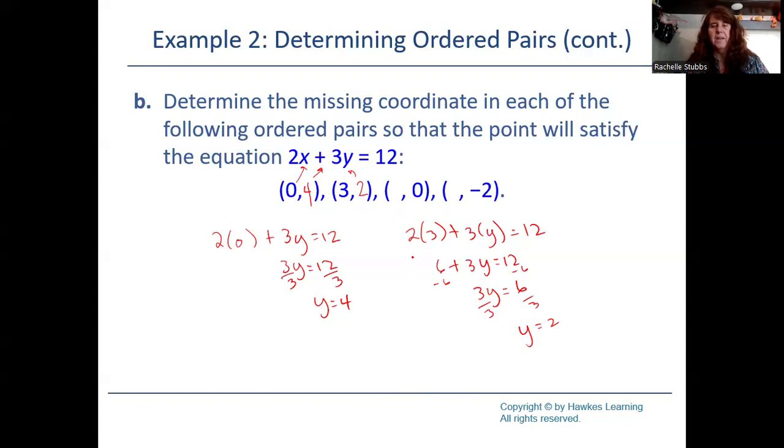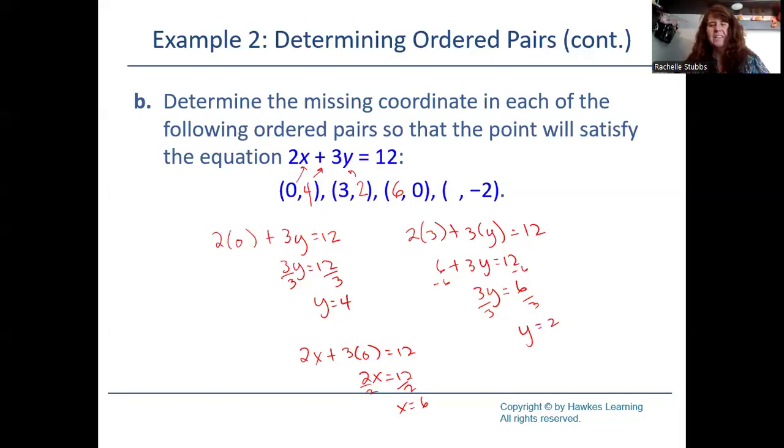And then this time it gives me a y value, so I can say 2x plus 3, and y is 0, so I'll put 0 there, equals 12. Or 2x equals 12, because 3 times 0 is just 0. And then if I divide by 2, x equals 6. So 6 and 0 also is a solution to that ordered pair.